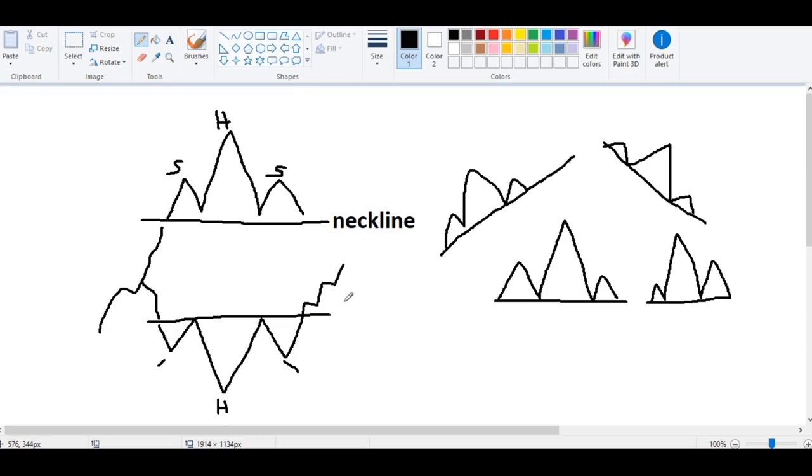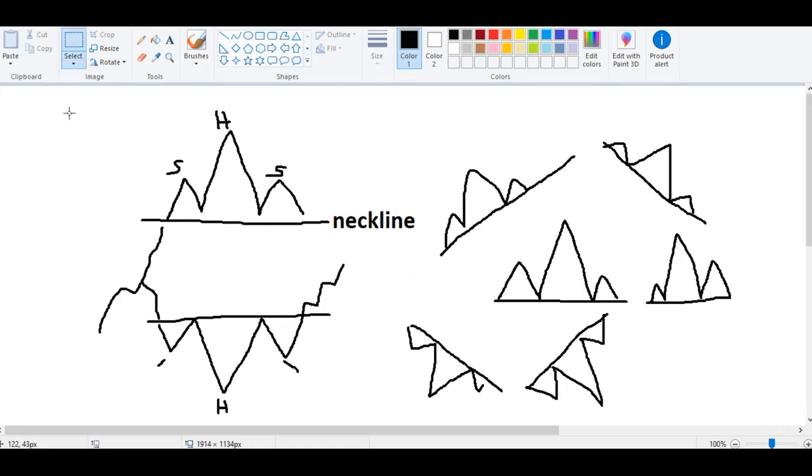Okay, and this pattern can also be formed on a downsloping trend line and an upsloping trend line like this. Right? So these are the various ways a head and shoulders or inverted head and shoulders can look on a chart, right? We'll be seeing many examples in just a bit, but this is primarily the way this pattern looks.